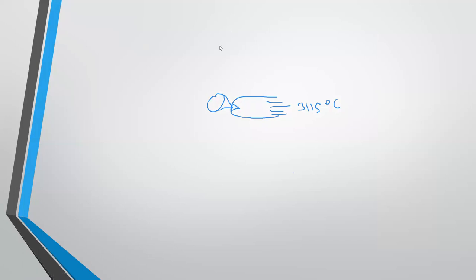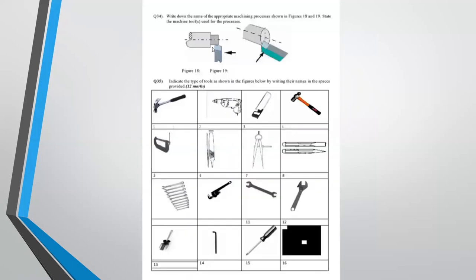And let's go to the next question. Write down the name of the appropriate machining process. All these processes are under the center lathe. So the processes are straight turning, so this one you write turning. Whenever you see an arrow like this, it's turning. And this one is facing. So turning and facing.